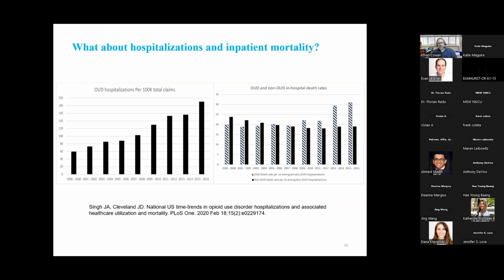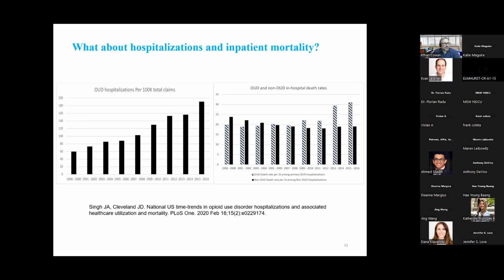So most of that data was for the ED patients. What happens to hospitalized patients? It's the same, basically. On the left, what you see is data from a national inpatient sample looking at the number of OUD-related hospitalizations between 1998 and 2016. And this is really showing similar increases in opioid use disorder hospitalizations. Over time, you see an increase every single year. And this has continued up until the current time.